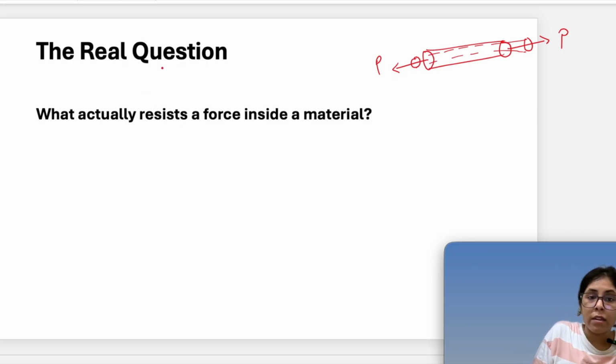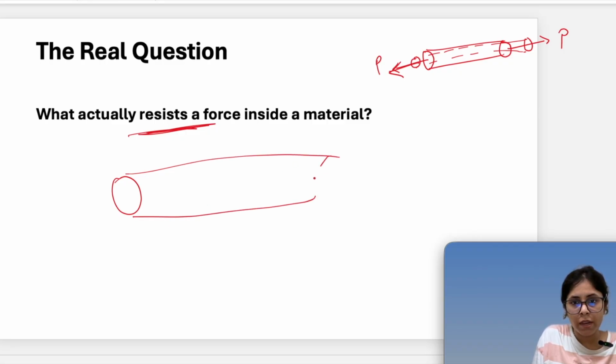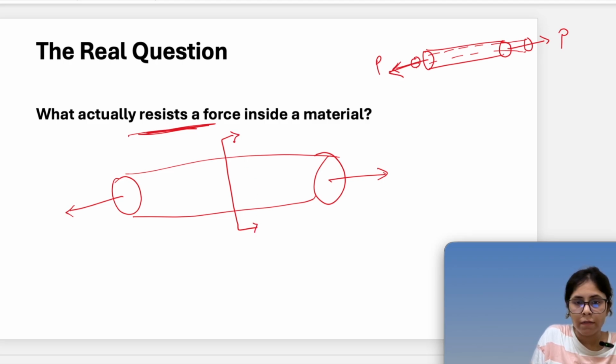So what is the thing that actually resists the force that is created when the material is subjected to any external force? For example, let's say you have a rod, something like this, and you have a force like this, and then you cut a cross section here. This is the cross section. So when you see the cross section here, this is the cross section now.